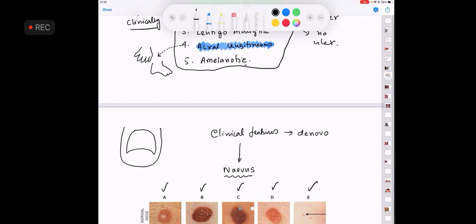Now, let me ask you a very simple question. Say you are playing football and then you have a traumatic hematoma under the nail. How do you know that this is not a melanoma? Pain. Yes. And pain. Blanches on pressure. Okay, but both blanch on pressure, sir.